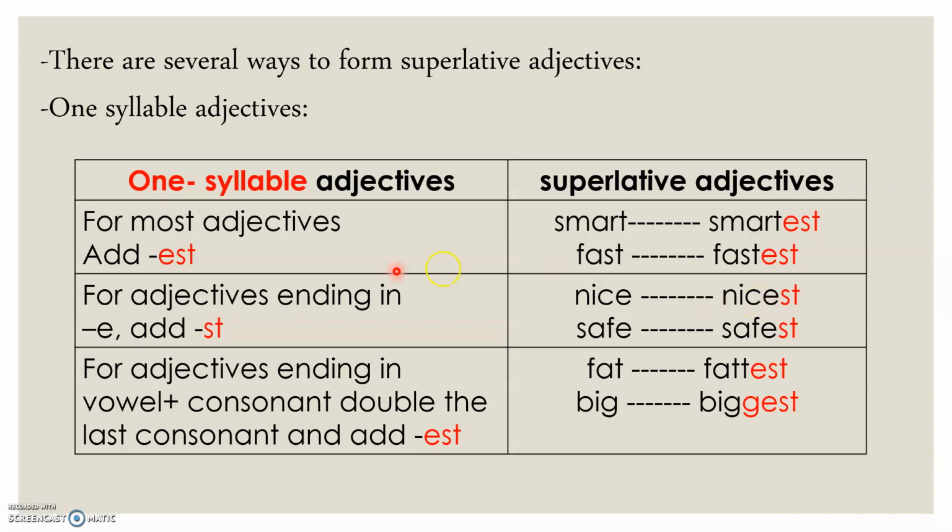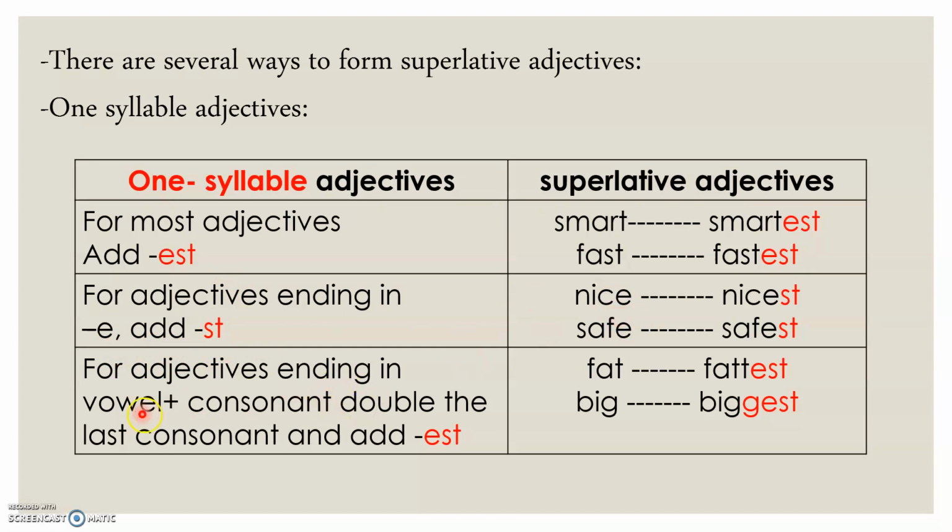Now, if we have a 1-syllable adjective, for most adjectives, to form the superlative we add est. For example, smart, smartest. Ahmed is the smartest kid in the class. Fast, fastest. Ahmed is the fastest kid in his class. He's at the top. If the adjective ends with e, we only add st. Nice, nicest. Safe, safest. Okay?